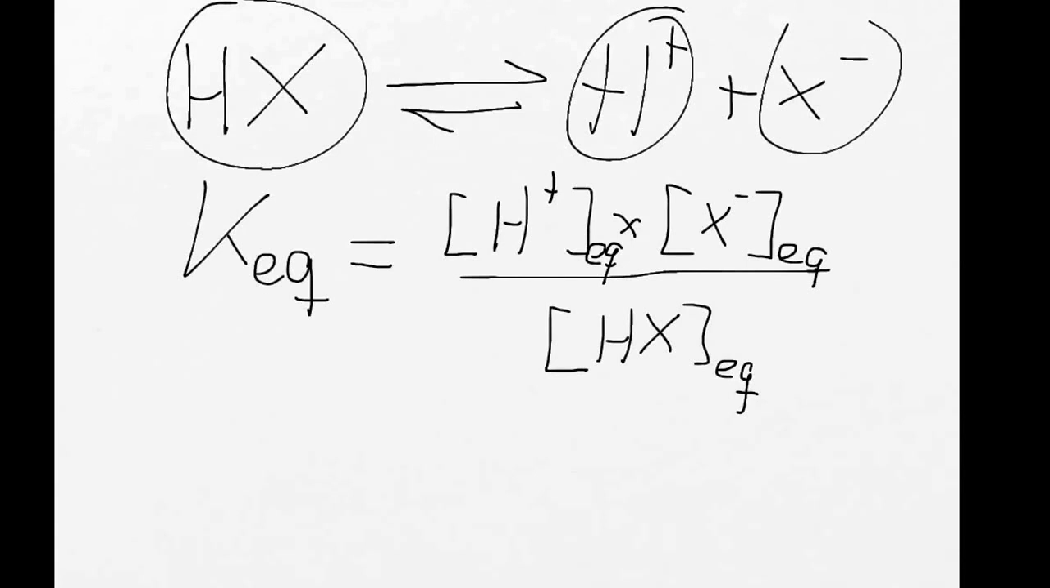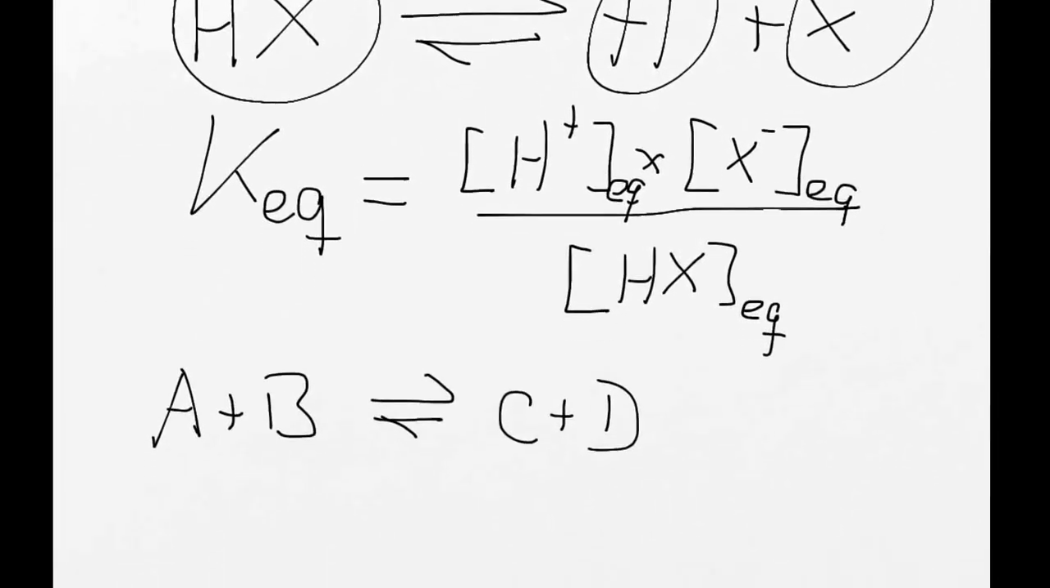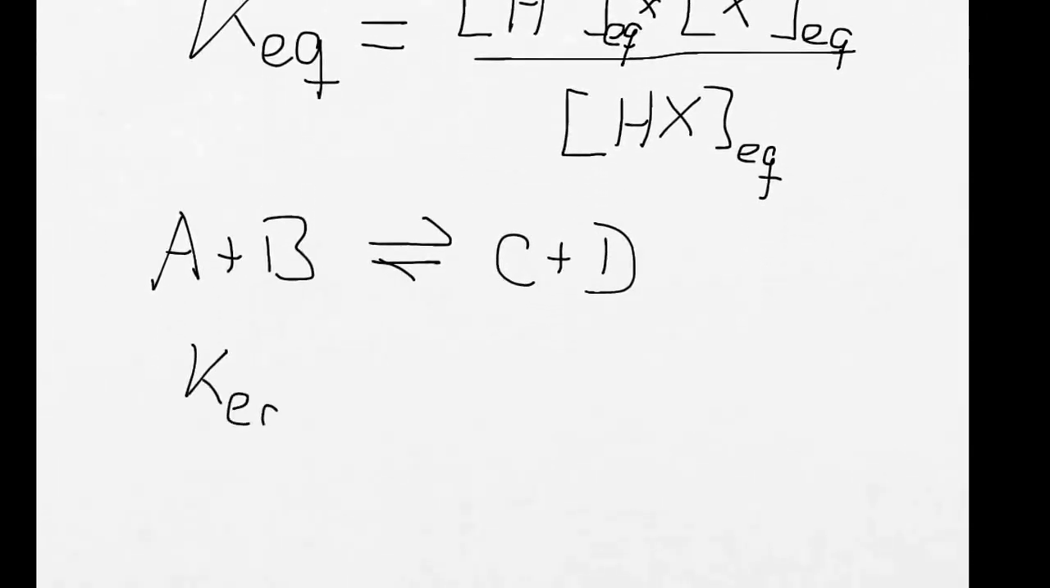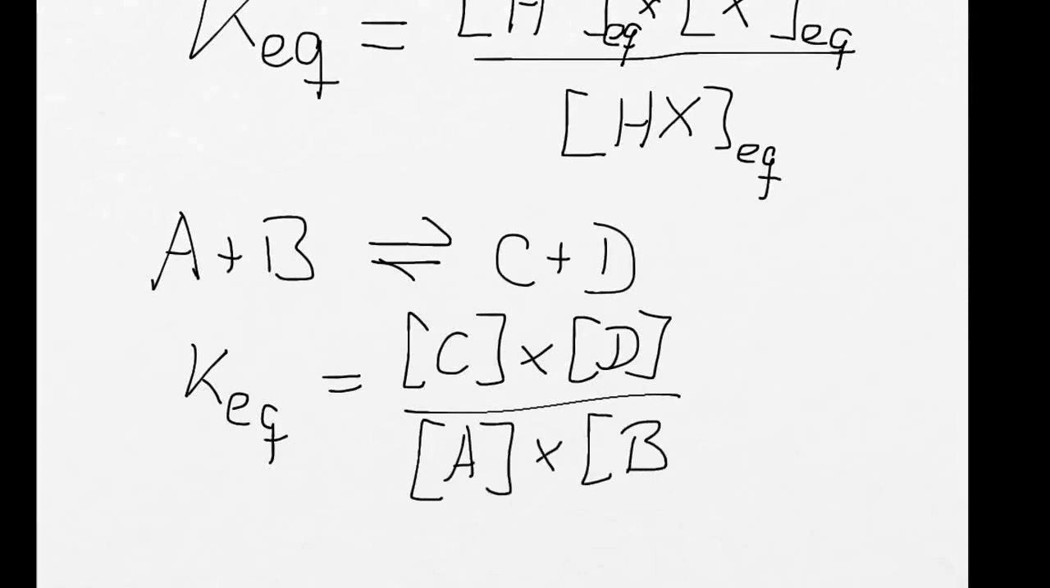Okay? And you can basically do that for any kind of reaction that you want to look at. So, for example, A plus B gives C plus D. You can say, okay, the equilibrium constant for that is C times D divided by A times B. That's a general equilibrium, and that is how you can describe it.